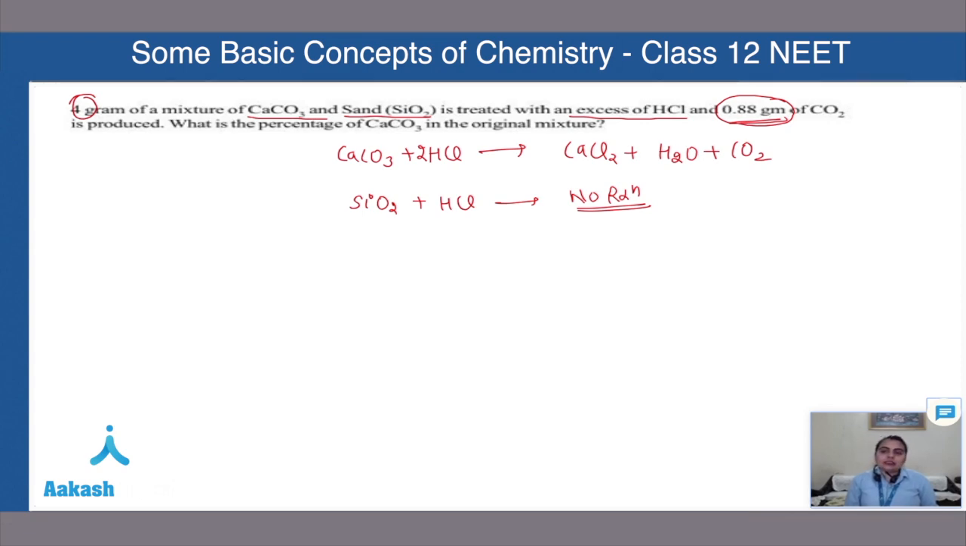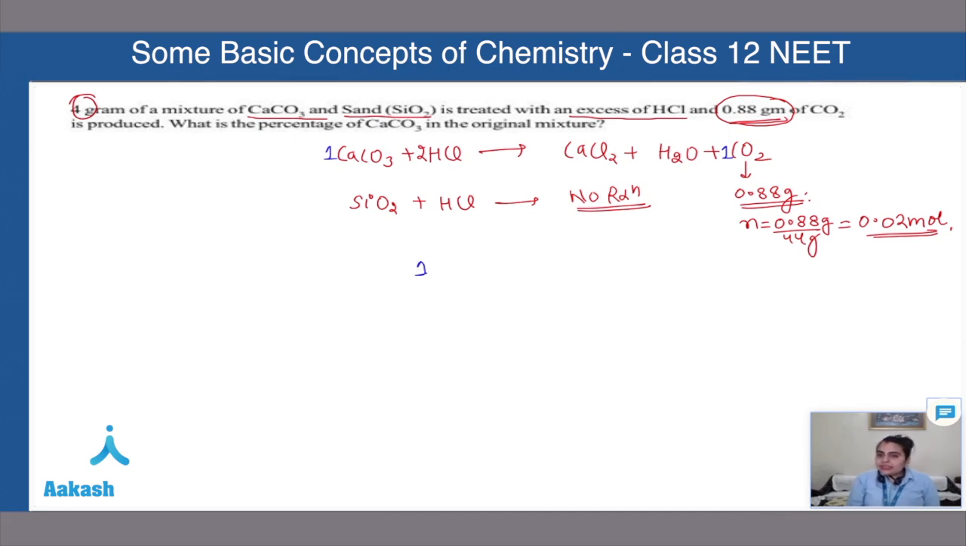Now from the reaction, I can see from the stoichiometry that 1 mole of CO2 forms from 1 mole of calcium carbonate. Yes or no? 1 mole CO2 forms from 1 mole CaCO3. So how much CaCO3 is needed? 0.02 mole of CO2 forms from 0.02 mole of calcium carbonate. Is this much clear, everyone?